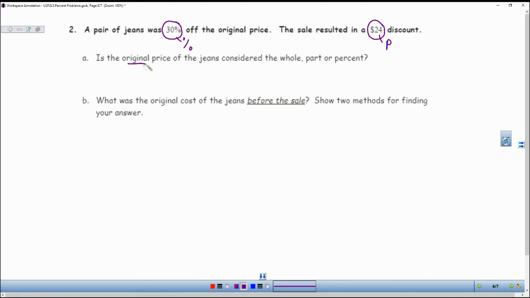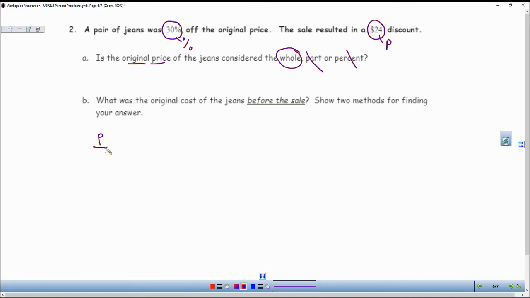It says, is the original price considered the whole, part, or percent? Well, that kind of gives us a clue just there. The original price is the whole, because we saw the part was the discount, and then the percent is the percent. It says, what was the original cost of the jeans before the sale? So the discount was $24. That is not the cost of the jeans. We're going to try to find the cost of the jeans before the sale. All right, so we're going to use a percent proportion here.